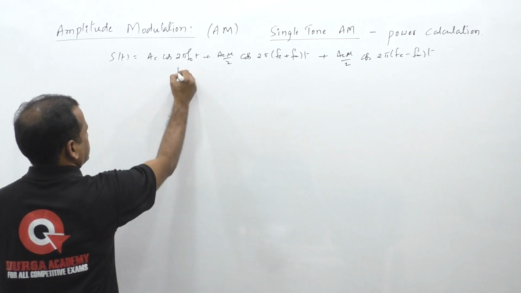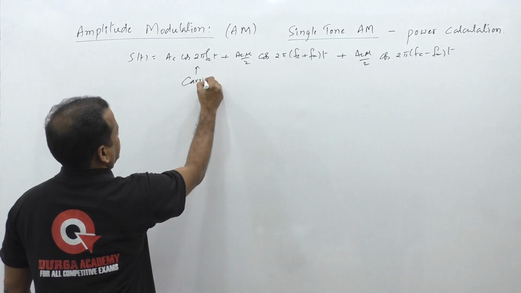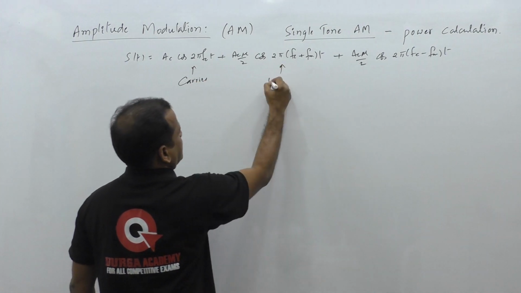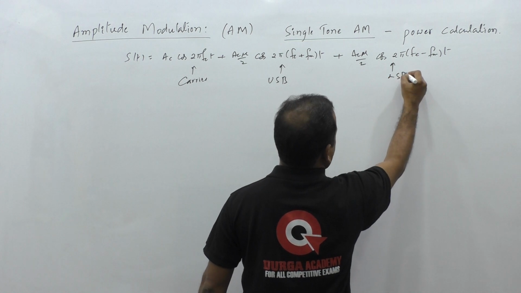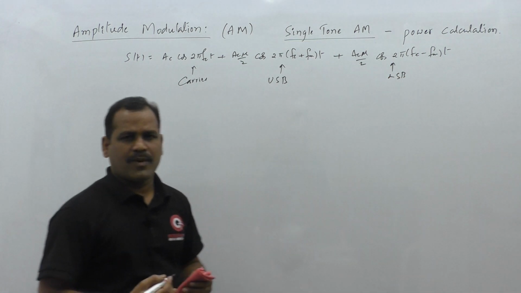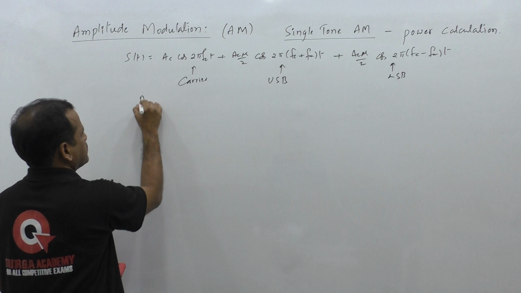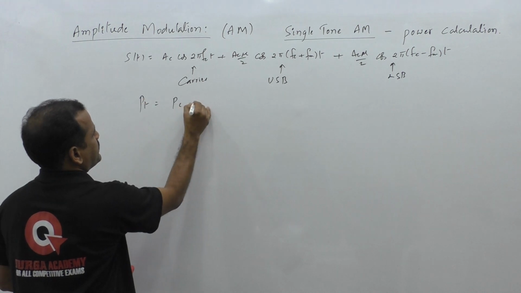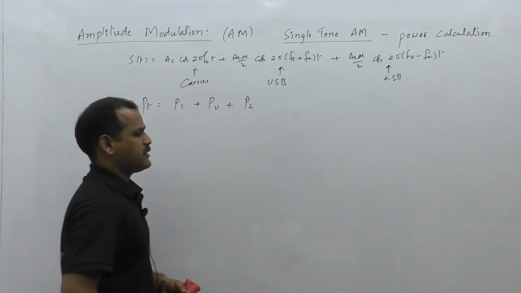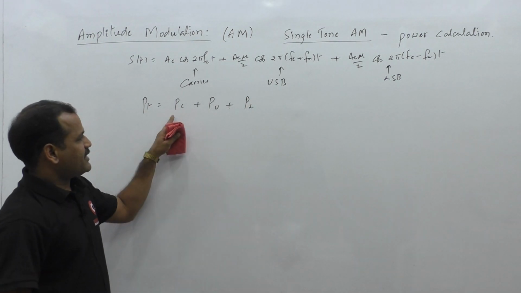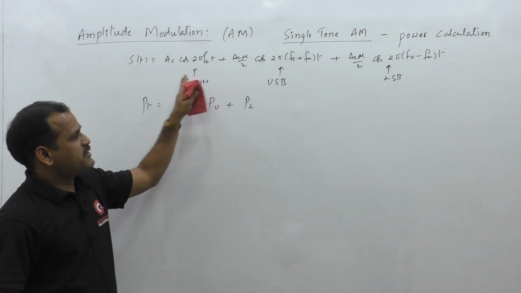So this is the carrier component, this is the upper side band and this is the lower side band. So the total power of AM, we can take it as the sum of carrier power, upper side band power and lower side band power. So let us consider each power of these components.